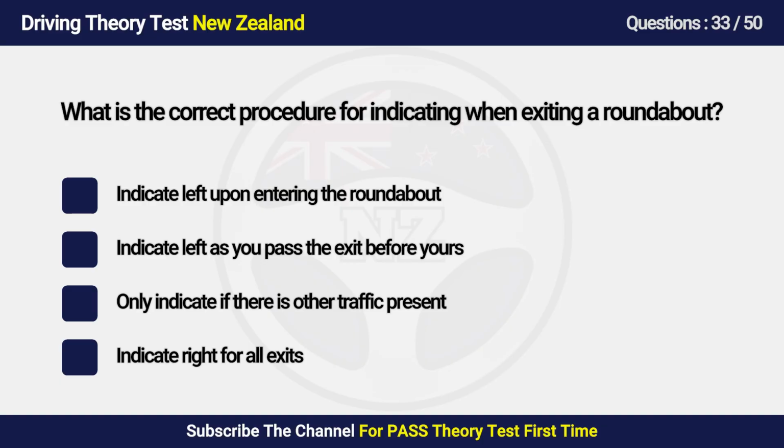A. Indicate left upon entering the roundabout. B. Indicate left as you pass the exit before yours. C. Only indicate if there is other traffic present. D. Indicate right for all exits.